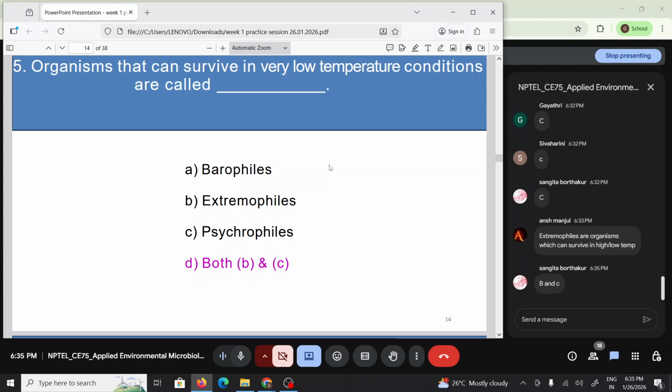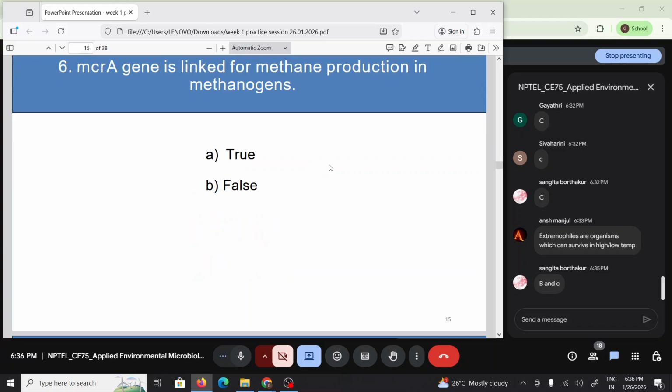I hope this is clear. If you still have any doubts, you can ask or post in the chat box. We can discuss. So for now, the answer would be both. The organism is an extremophile, which can specifically be termed a psychrophile. The next question would be, the mcrA gene is linked to methane production in methanogens. True or false?